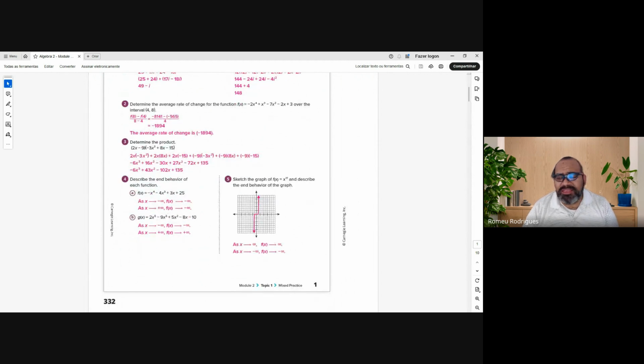Number 4, end behavior. To find end behavior, guys, on the day of the assessment, you will have the calculator, okay? Just put this in the calculator and graph. As x goes to negative infinity, f of x goes to negative infinity, okay? Or if you're not sure, just look at the power here. Fourth power negative means the parabola opens down.